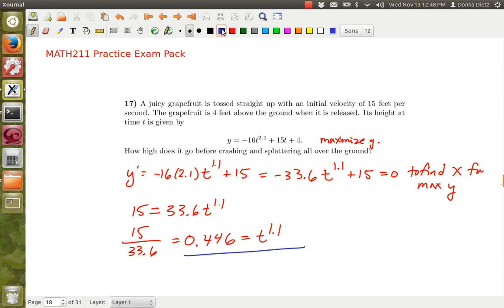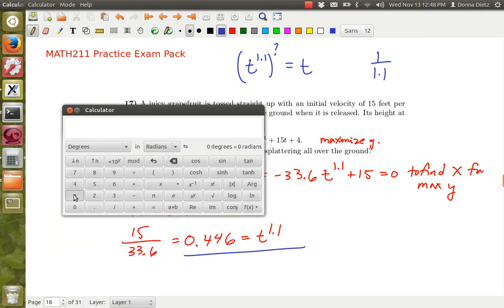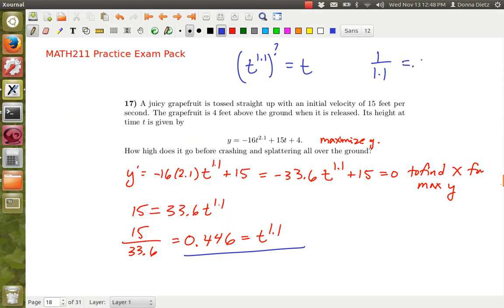So the thing you need to do is raise both sides to the same power. The important thing to know is t to the 1.1 to what equals t? Well, it's 1 over 1.1, whatever that is. So you simply take out your calculator and go 1 divided by 1.1, and you find that the magic number is going to be 0.9090 whatever. Okay? So something like that.